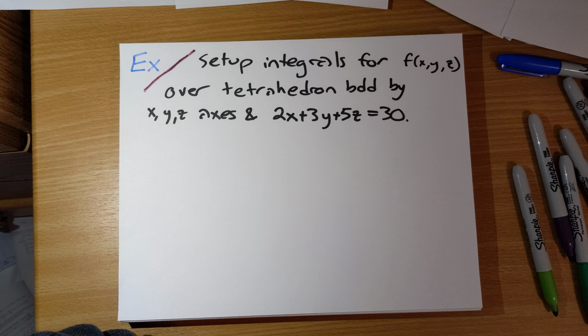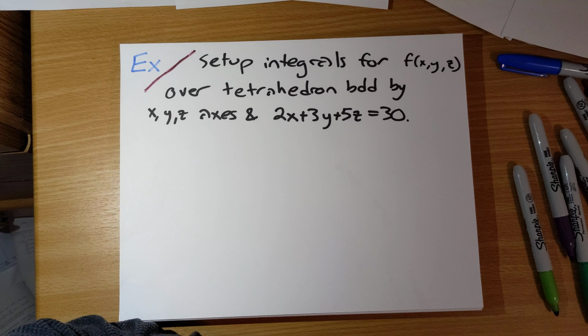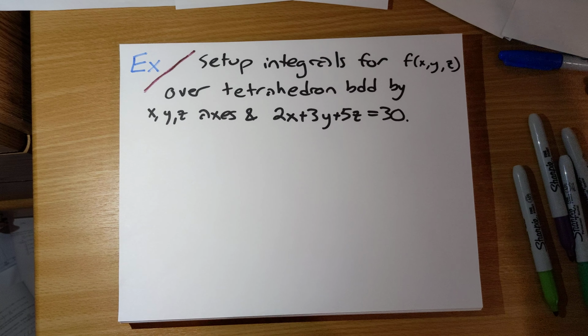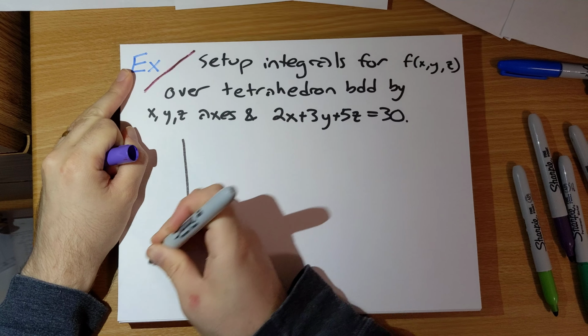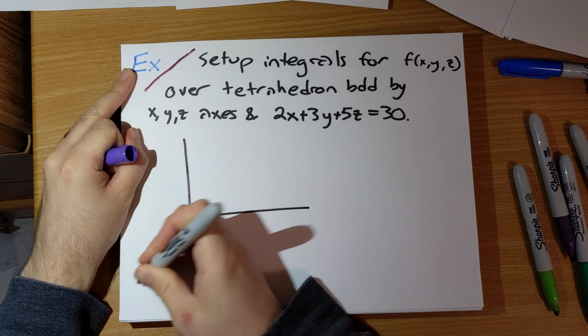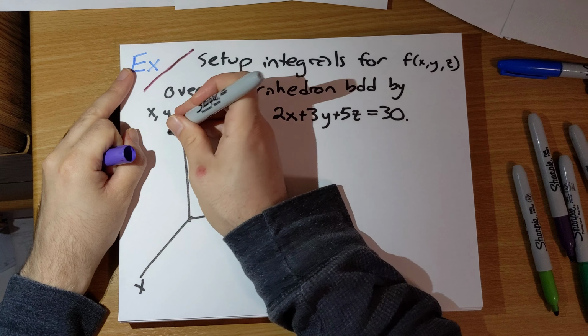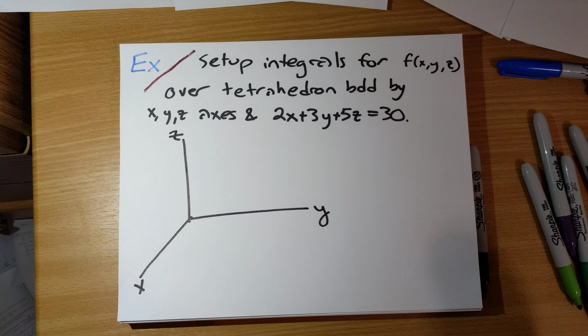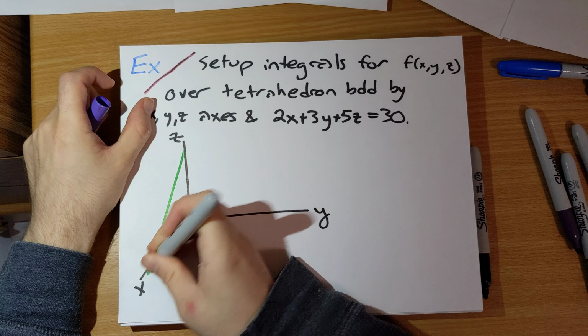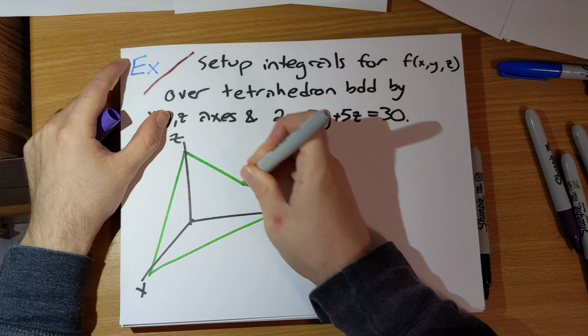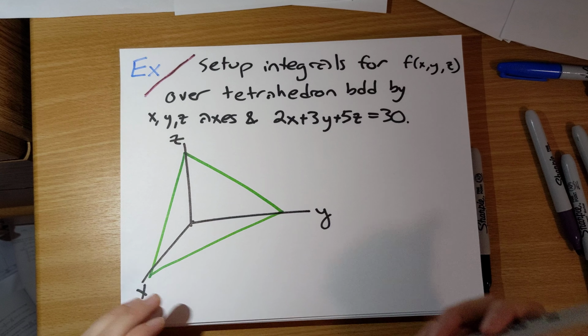Okay, so integrals for f of x, y, z over the tetrahedron bounded by the x, y, z axes and the plane 2x plus 3y plus 5z is equal to 30. Before we do anything else, let's draw a picture for what's going on here. So we have x, y, and z, and there's going to be a plane here. So here is a cross-section of the plane.